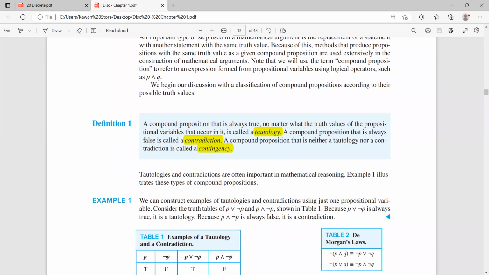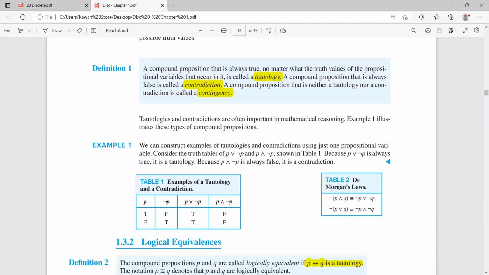Do you remember the tautology? What was the tautology? When, if and only if, all are true. Thank you.